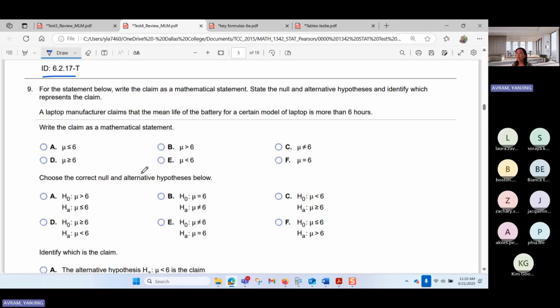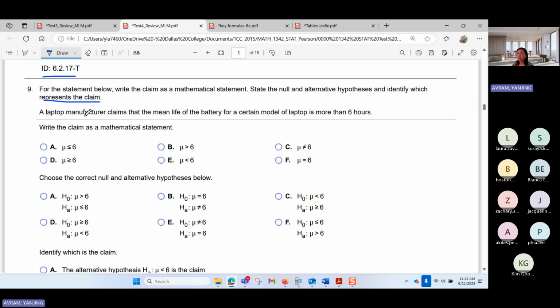All right. This one is: for the statement below, write the claim as a mathematical statement, state the null and alternative hypotheses, and then see which one represents the claim.